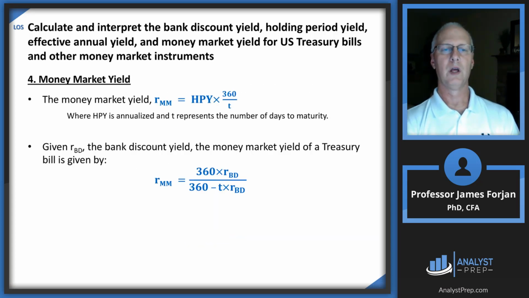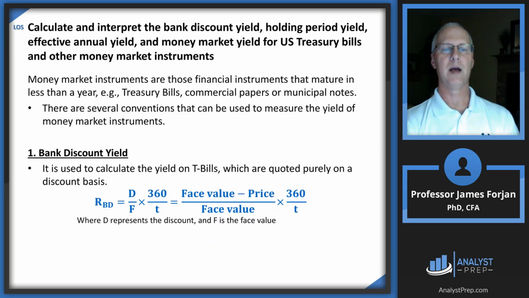I think there are 4 of them. So let's go back to bank discount yield. This is used to calculate the yield on treasury bills, quoted purely on a discount basis. So there's that discount again. We take the face value minus the price, which is going to be less than the face value. The face value of a treasury bill, let's say, is $10,000, so the price is going to be $9,940 or something close to that.